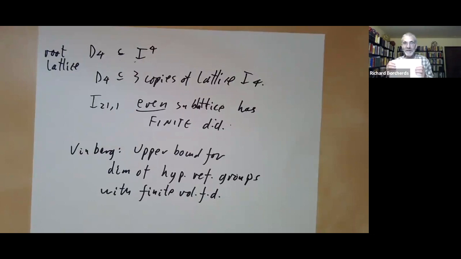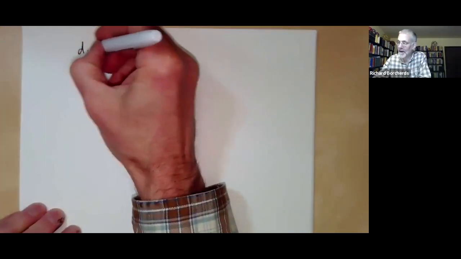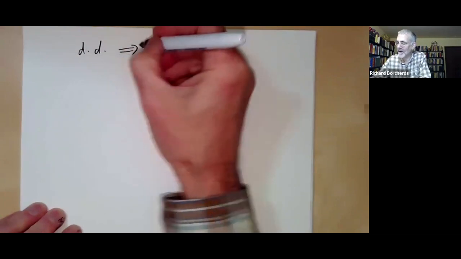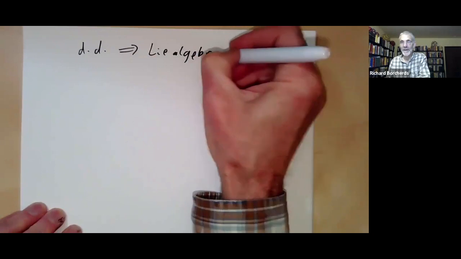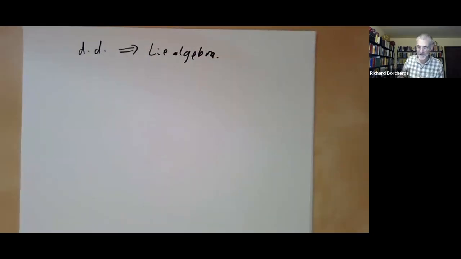So I'll just spend a few minutes talking very briefly about this. If we've got a Dynkin diagram, this gives us a Lie algebra. For instance, if you take the E8 Dynkin diagram, this gives us the famous E8 Lie algebra.